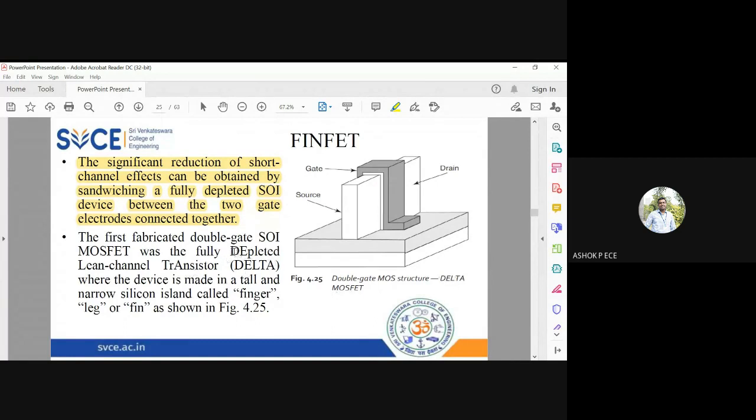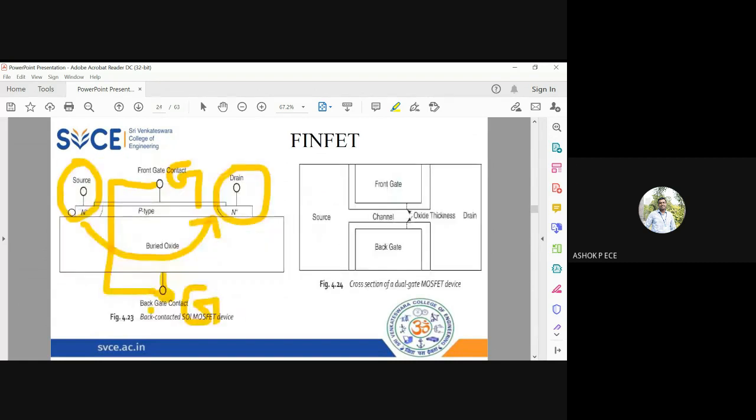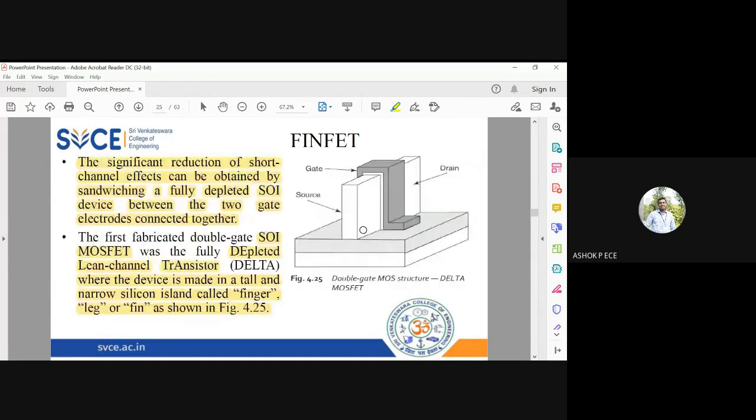Delta means depleted lean channel transistor. It is based on the concept of SOI double gate, so silicon on insulator double gate. It is in short called the depleted lean channel transistor, or Delta, where the device is made in a tall and narrow silicon island called a finger, leg or fin, as shown in figure 4.25. Usually this height will be very small compared to the substrate height. But here, since the height of the device is very large compared to the substrate height, it looks like a leg or fin.